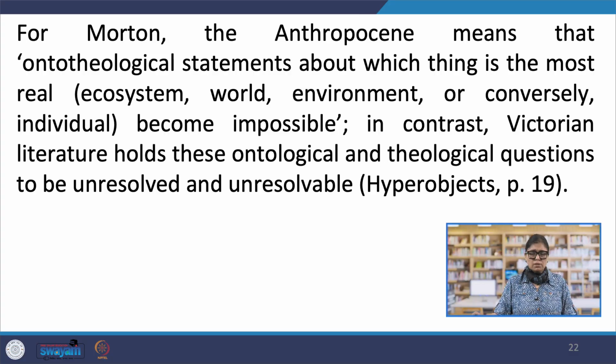What emerges from such analysis is that when we read Victorian works such as Tithonus, we are reading work that is at one level engaging with what Timothy Morton has called the ecological thought. Yet, we also find a key difference between Victorian culture and Morton's formulation of an Anthropocene that extends the Victorian period into the present day. For Morton, the Anthropocene means that ontotheological statements about which thing is the most real, ecosystem, world, environment, or conversely individual, become impossible. In contrast, Victorian literature holds these ontological and theological questions to be unresolved and unresolvable.